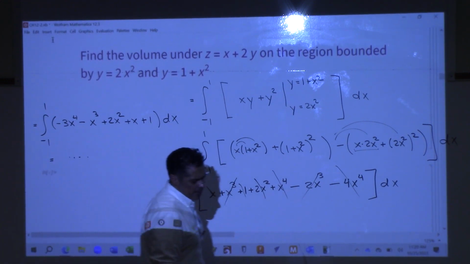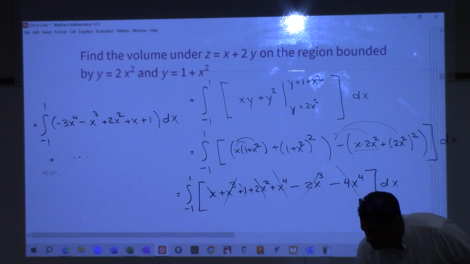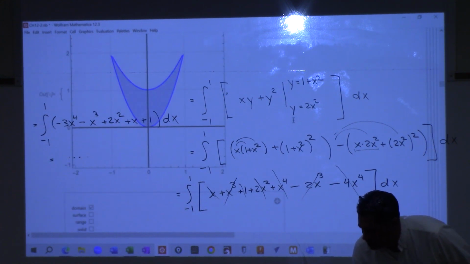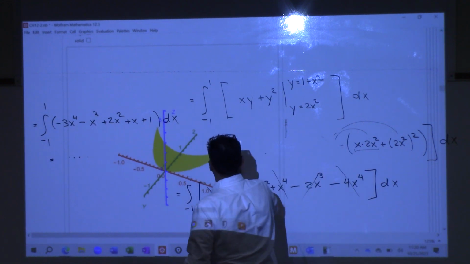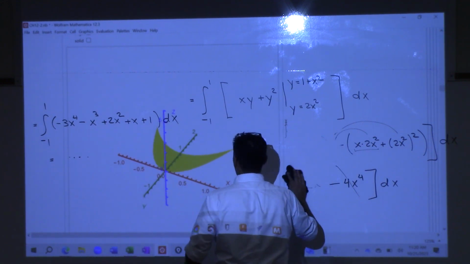Let's look at the next note. There's the area, there's the region. Oh, let's see it. Do we want to go through that or no?